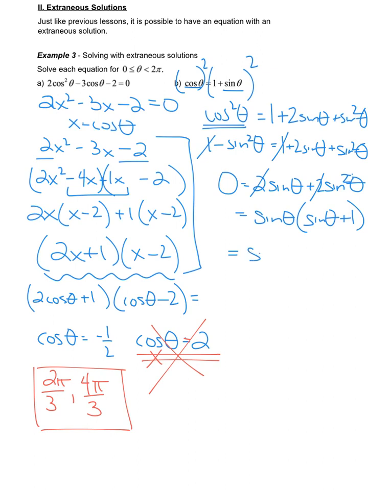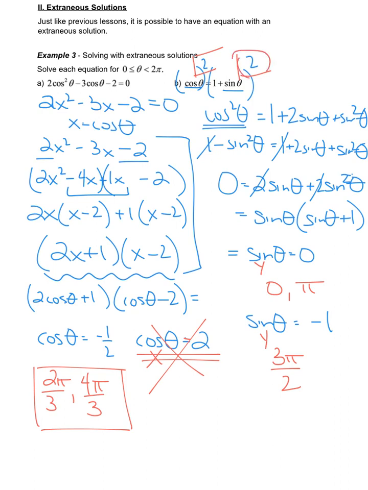So we wind up with sine of theta equals 0. We wind up with sine of theta equals negative 1. We want to figure out where those values are on the unit circle. So where's my y value 0? Well, at 0 and pi. Where's my y value negative 1? 3 pi halves.